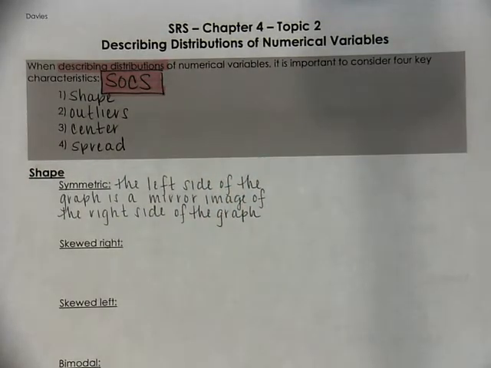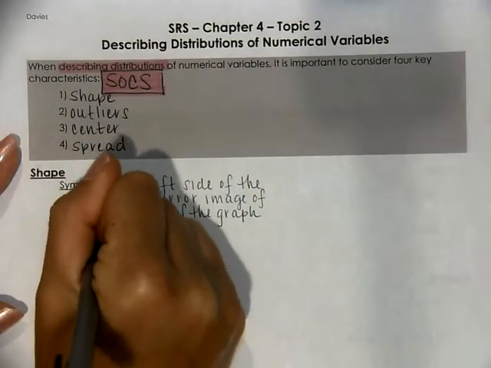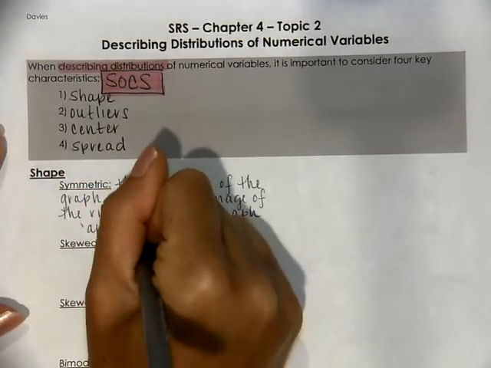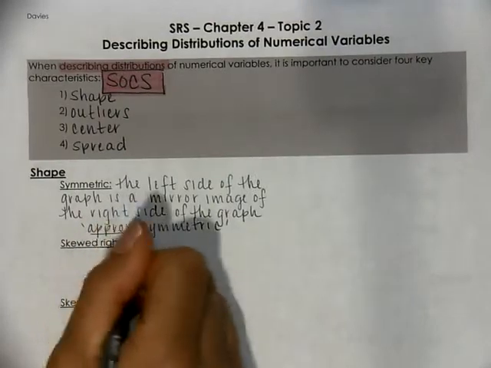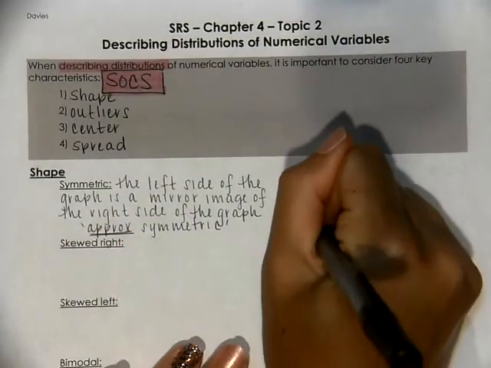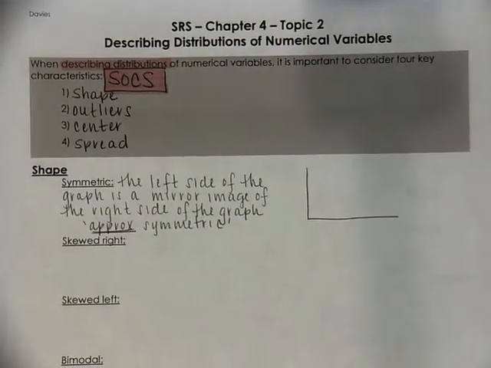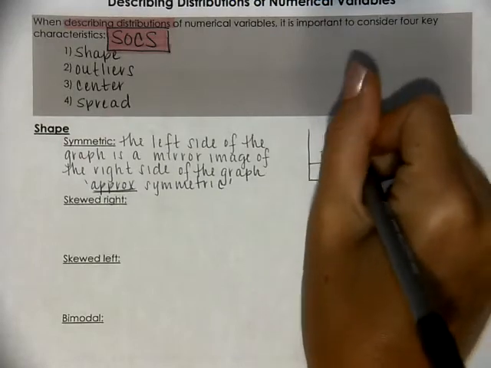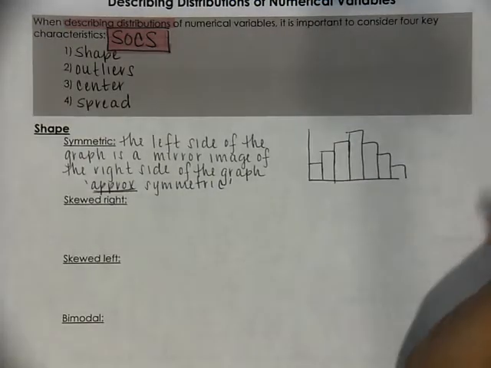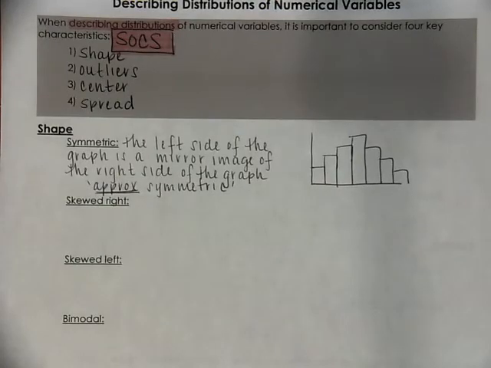A lot of times we use the term approximately symmetric because it's never going to be a perfect mirror image of one side versus the other. So a lot of times you'll see me write approximately symmetric. Okay? So what does that look like? I'll draw these in terms of histograms since that's what we looked at yesterday. Okay, so it kind of looks something like that. Mound shaped a lot of the times, but the left side of the graph is a mirror image of the right side of the graph.